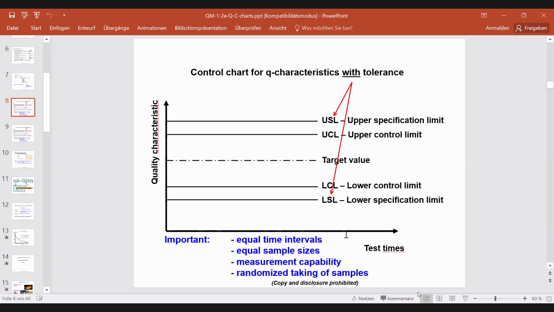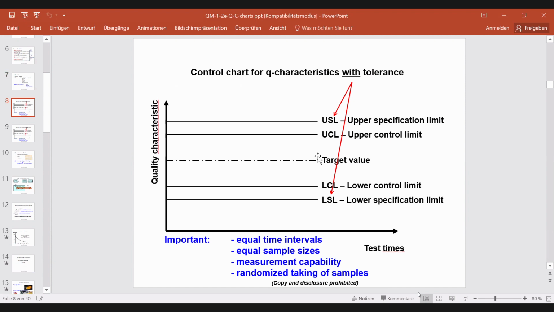Here on the abscissa, you have the timeline, the test time, maybe 10 o'clock, 12 o'clock, 15 o'clock, 20 o'clock, and so on. And here on the ordinate, you have the quality characteristic, let's say a dimension. Then here in the middle, you have the target dimension of the drawing. This is the target, which is in the drawing. And of course, the goal is to reach this target in the production.